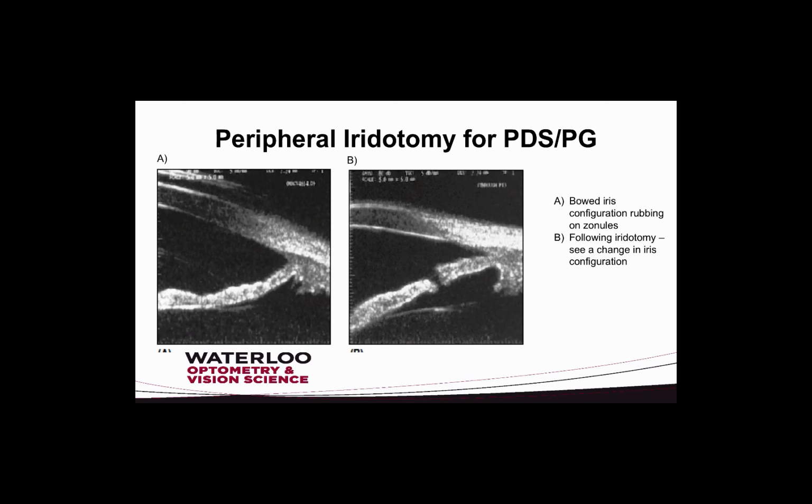So here's just an example of what the peripheral iridotomy would do. Here we have a concave iris from pigment dispersion syndrome, and then you put the laser beam in, and that straightens out that iris and it's no longer rubbing against these zonules here.